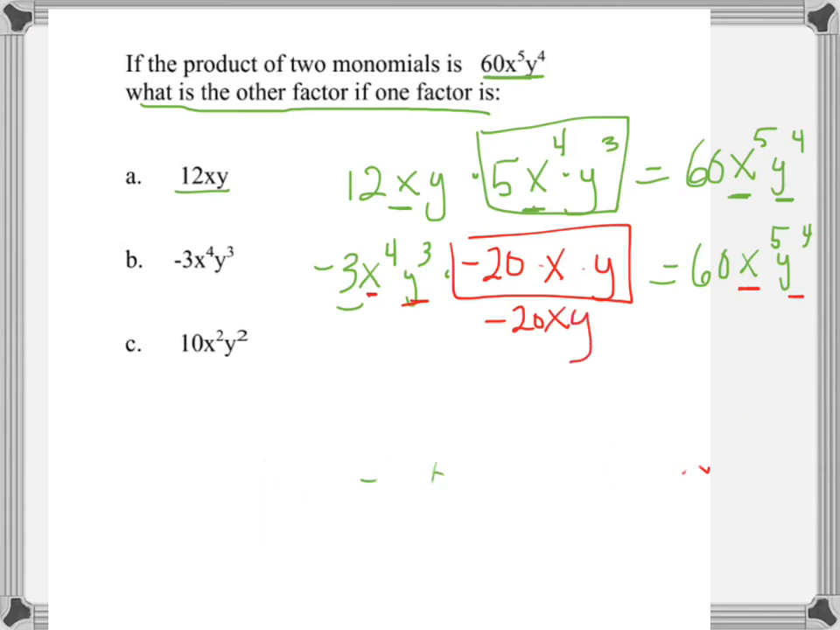Okay, so my last question is, what would I have to multiply 10x squared y squared by in order to get 60x to the 5th, y to the 4th?